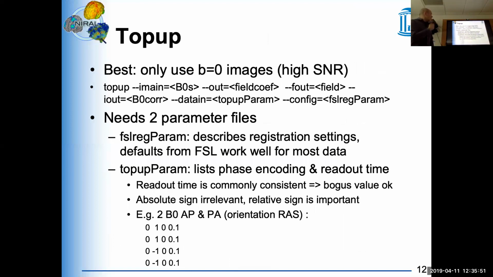When you use top-up, it's a rather simple call. You give it the B0s, out comes the field coefficients and the field, and that information will then be input into the eddy current and motion correction. And you have two parameter files that you need to provide. One is this FSL rec parameter file. If FSL has one that comes distributed with it, you can just use that. There's no reason really for you to adjust it. These are default values of how to compute this undistortion field. It's a deformable registration process, and the default values work decently well.